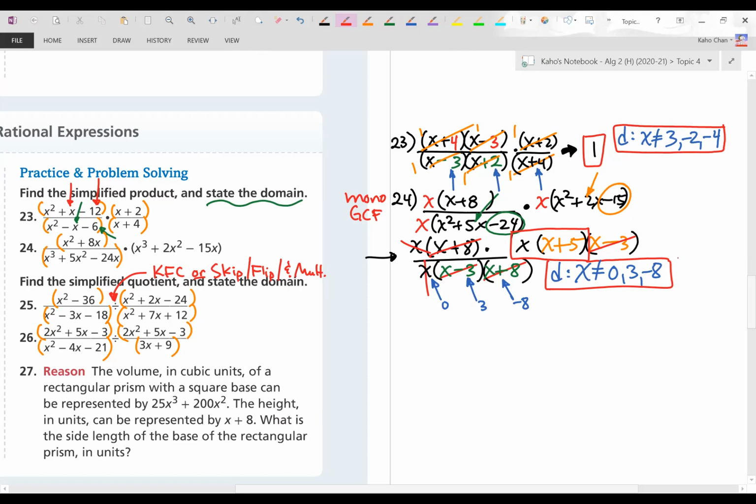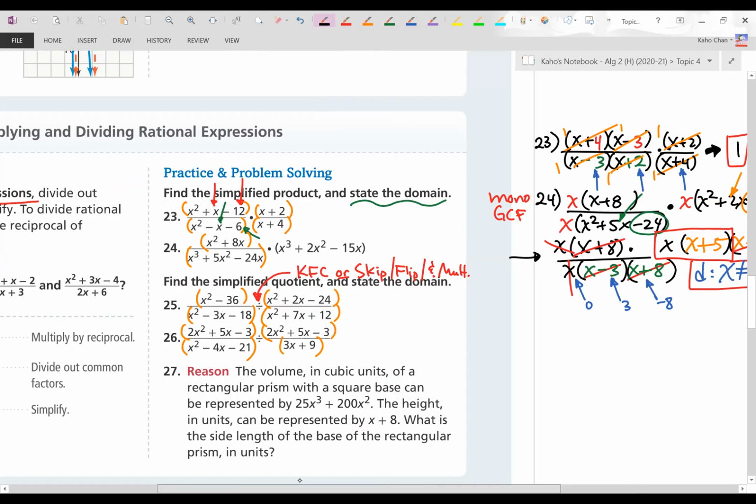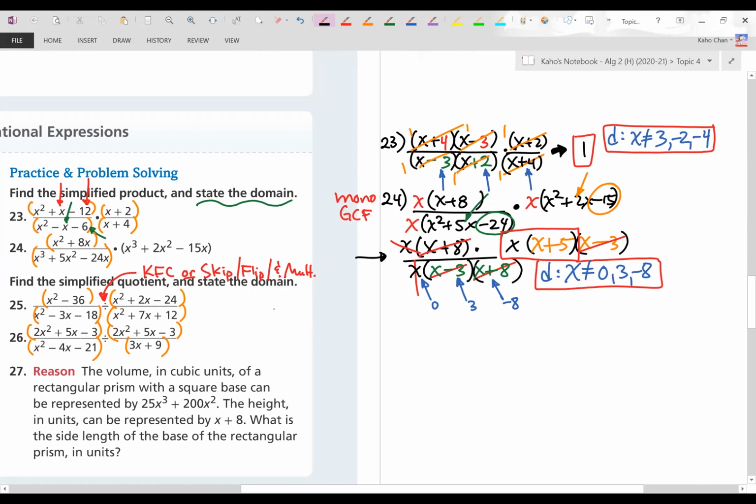Two more to go in this section. Number 25. Running out of a little room, aren't I? Let's go over here. x squared minus 36 can be factored. That's a difference of perfect squares. Awesome. x squared minus 3x minus 18 can be factored as well. Nice. Let's do those first before we skip, flip, and multiply the second rational expression.